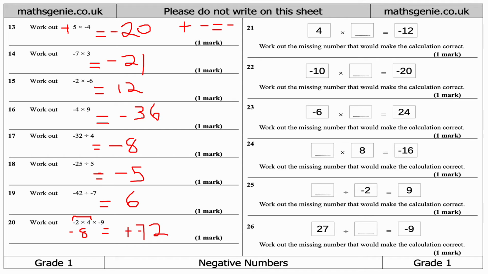Okay, think of it like this. -2 times -9 is 18. 18 times 4 is 72. Okay. There's no need for the plus symbol, but everyone knows it's positive 72.